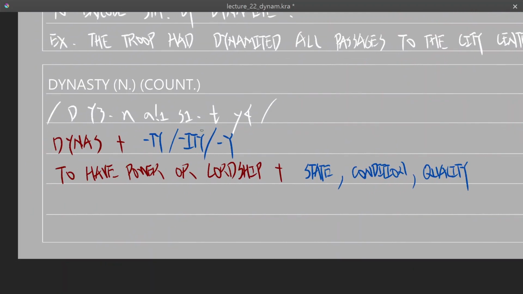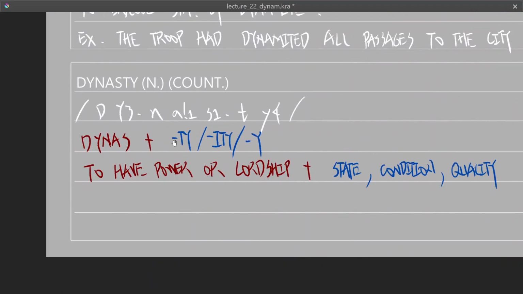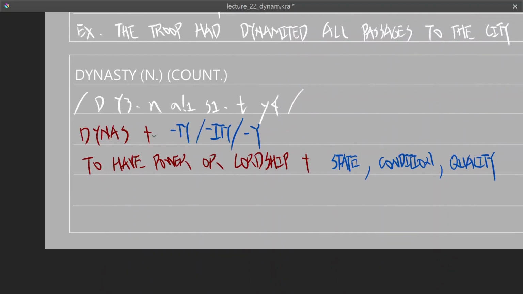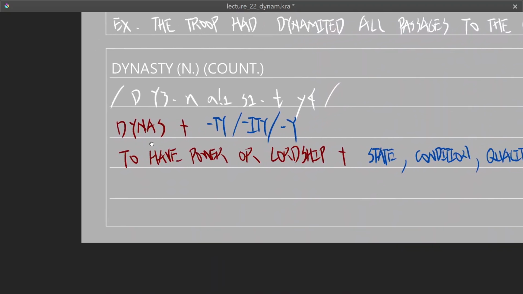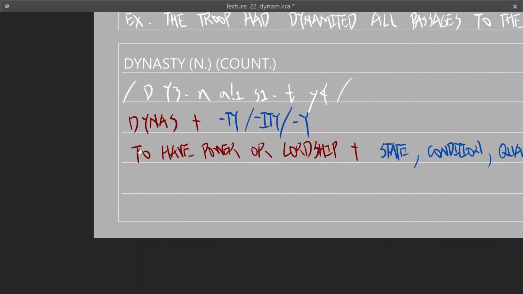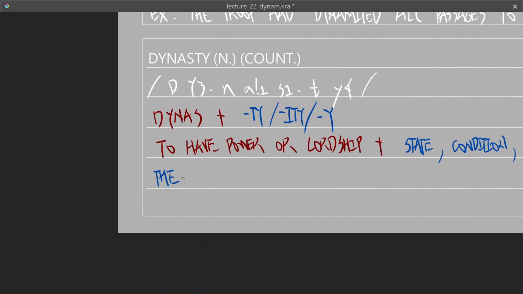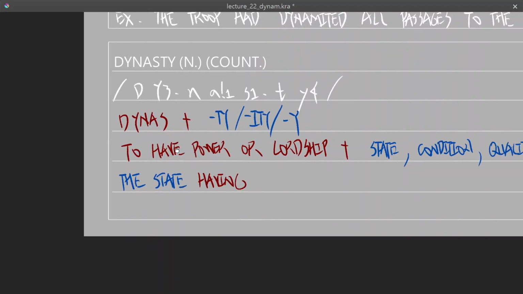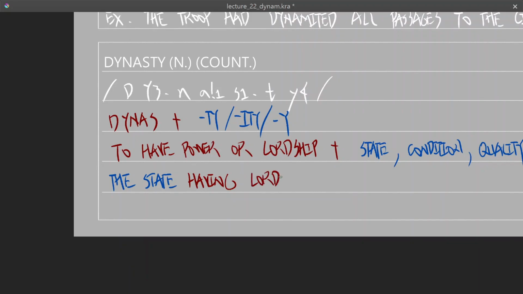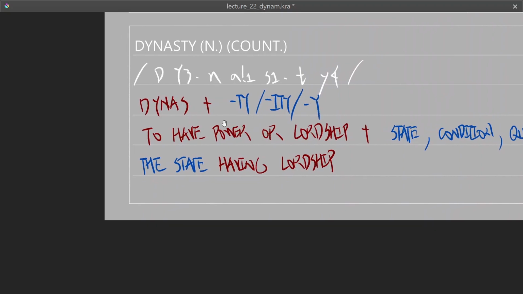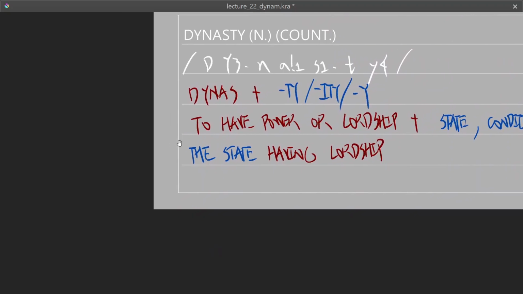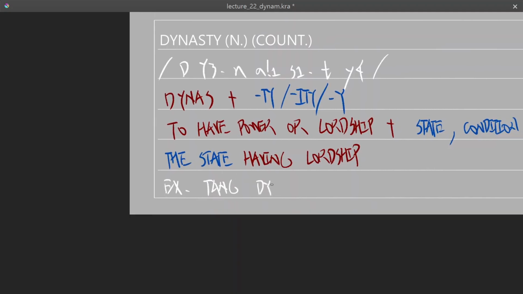Alright, so dynasty literally means what? It means the state or condition having lordship. So for example, we could say Tang Dynasty.